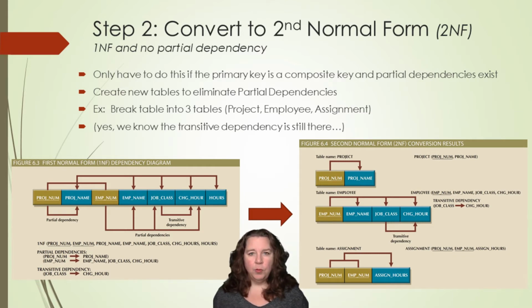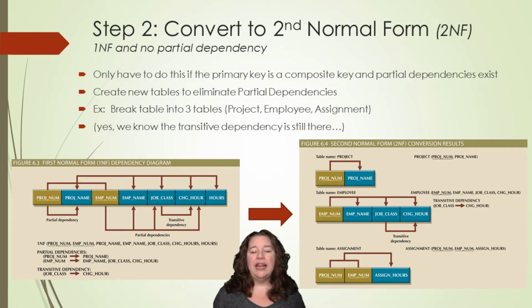What we do at second normal form is we break those out into their own tables. So we can make a project table, and we can make an employee table. And we already know which fields go into them because we can look at the graph and know that our project table is going to have project number and project name, and our employee table is going to have employee number, name, job class, and charge per hour.